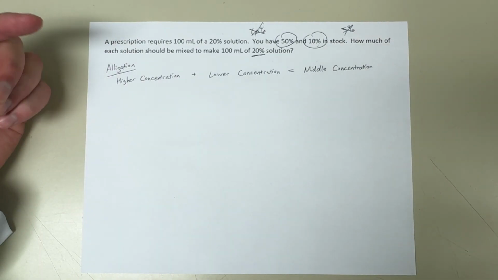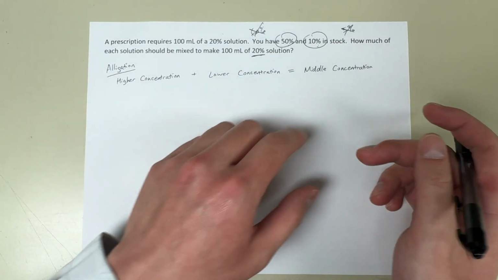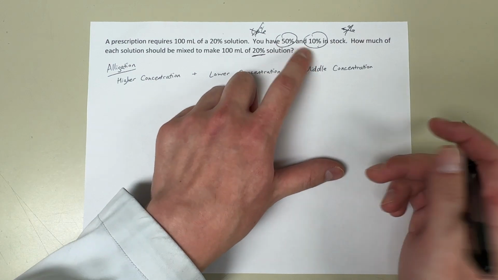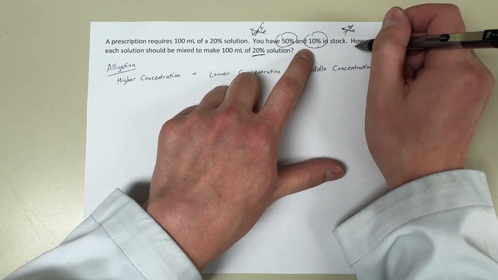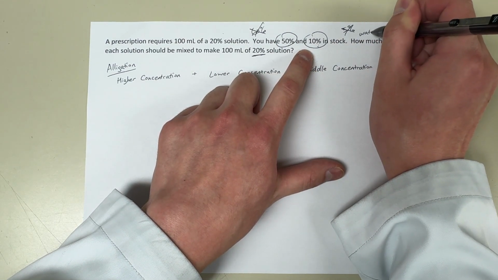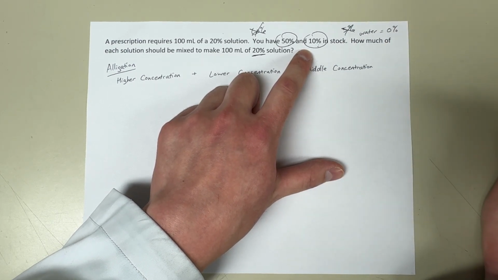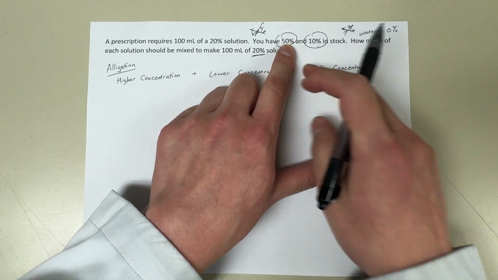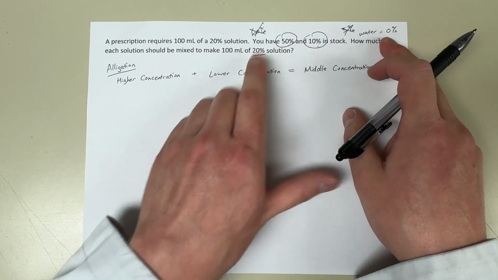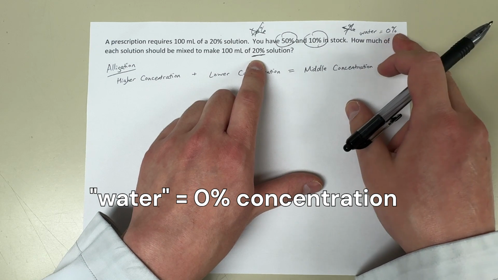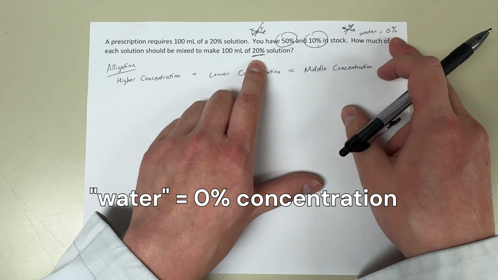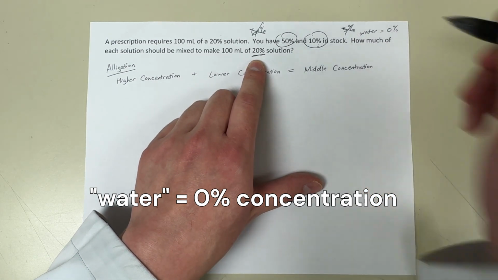Also realize that when I say two different solutions, I don't have to have numbers. They could just say water or something. If you see something like water or some other buffer, that means 0%, and you can technically use alligation. If you have a 50% and water and you're trying to make a 20%, that's possible, because water, you just make it a 0% in your alligation calculation, which I'll show you later.